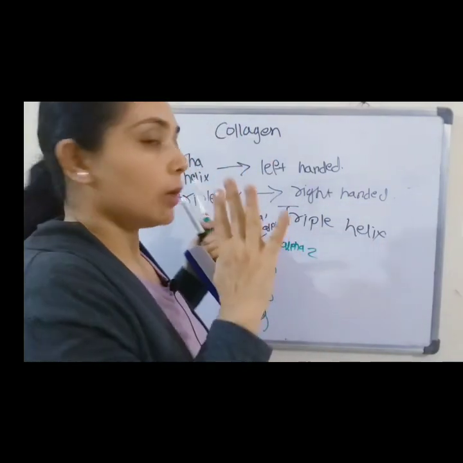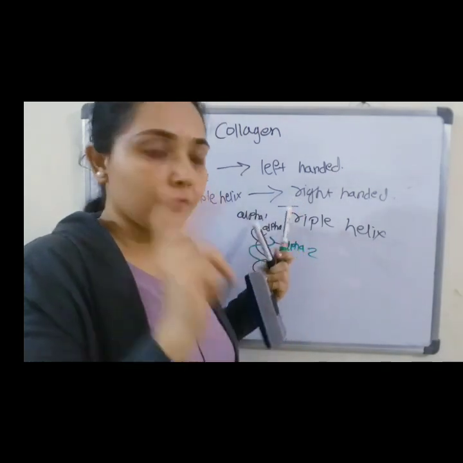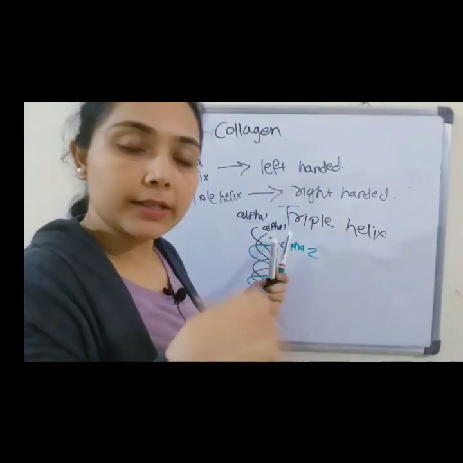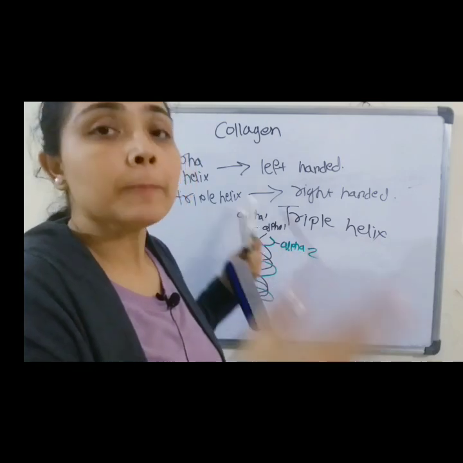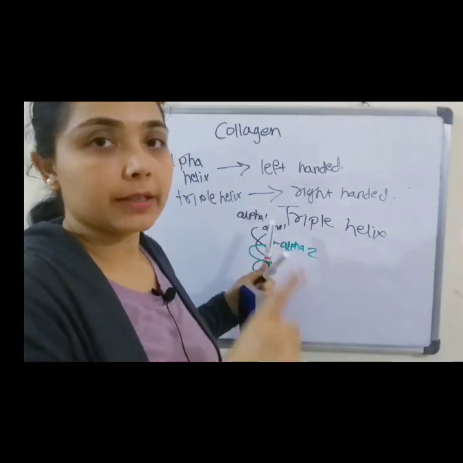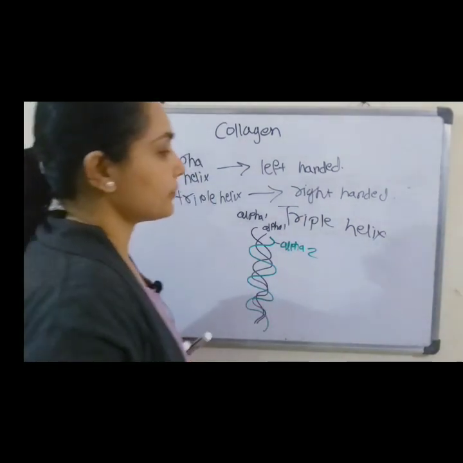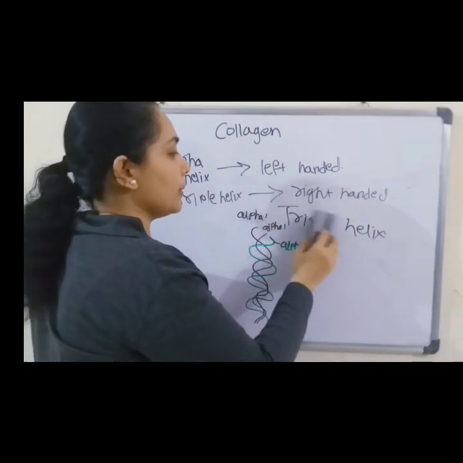Okay, and collagen has a unique secondary structure, a triple helix, where two alpha chains are similar and one is different, so that is the alpha 2 chain. Individual alpha chains are left-handed, and the triple helix we get is right-handed. Now we will see the amino acid composition, meaning the type of amino acids present.